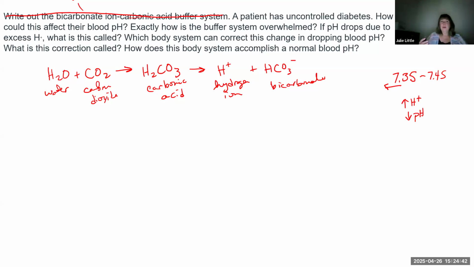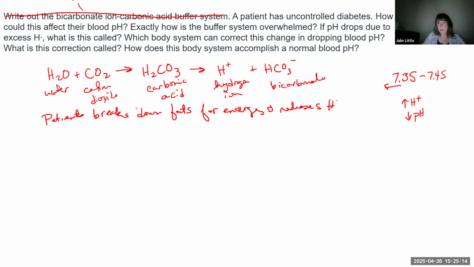So, how could uncontrolled diabetes affect blood pH? Well, the patient breaks down fats. You do not have to say this whole story. What I'm writing over here right now is good to say. The patient breaks down fats for energy, and this releases hydrogen ions into the blood.